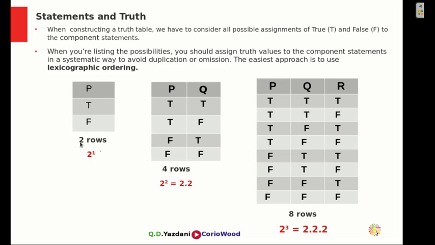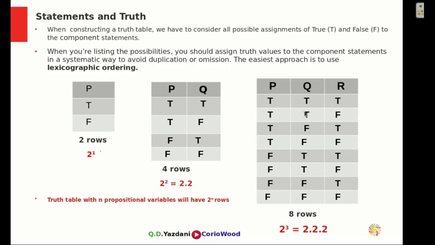So if you notice here, the 2 rows is 2 times 1. We have 4 rows here, which is 2 times 2, and 2 times 2 is 4, 4 times 2 is 8. So we have 8 rows here, and that's how it keeps going. A truth table with n propositional variables will have 2 to the power of n rows. It doesn't matter if you're going to 2 to the power of 4 or 2 to the power of 5, you keep on adding the rows here.